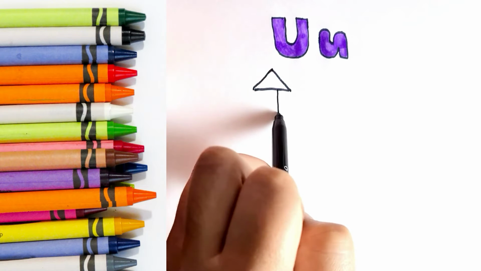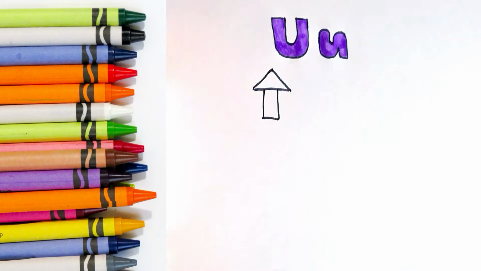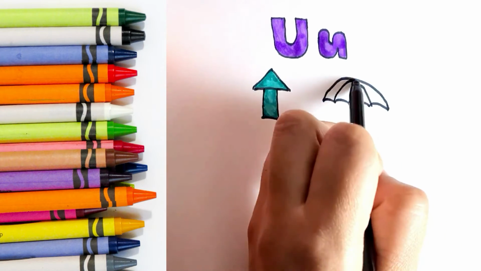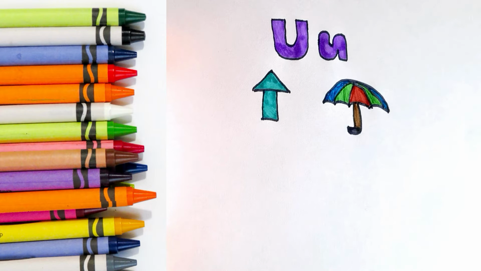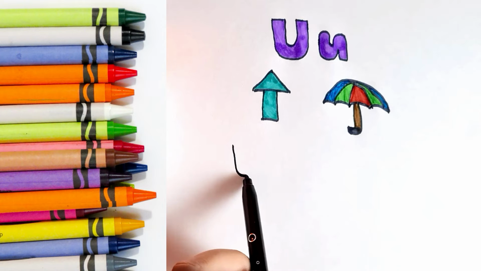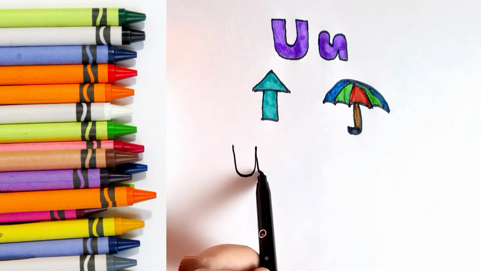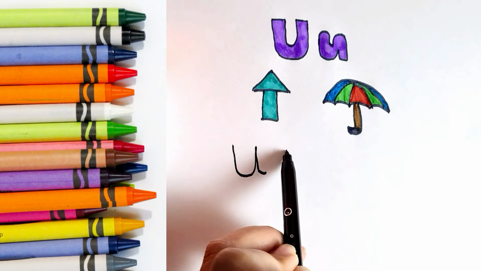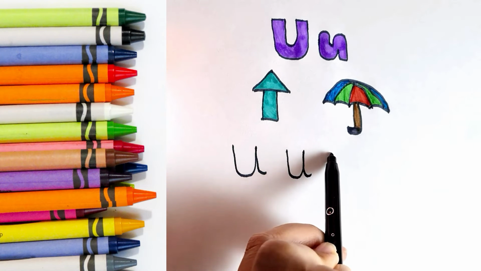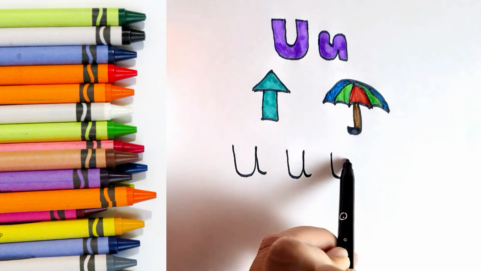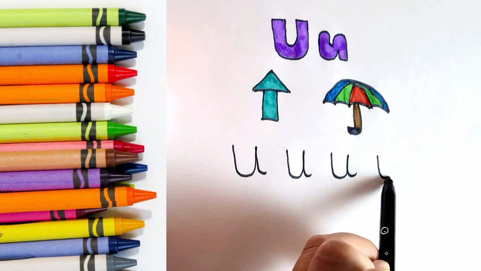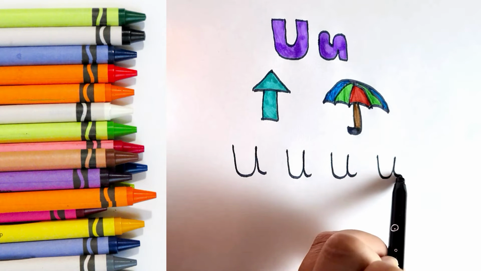U is for up, uh, uh, up. U is for umbrella, uh, uh, umbrella. Now let's practice writing the letter U. Down, curve, back up to the top, down again and flick. Down, curve, back up to the top, down again and flick.